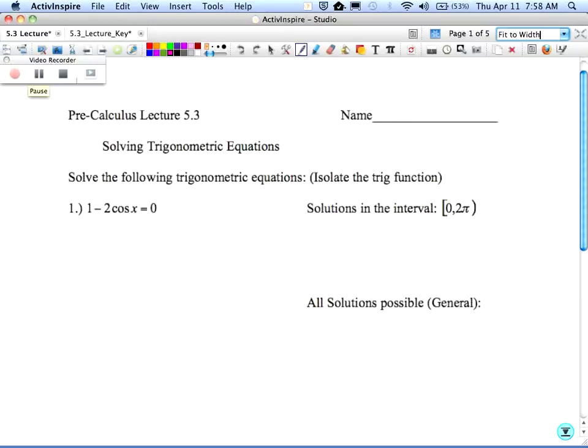So today we're going to do the solving of trigonometric equations. This is where we utilize some of the stuff we've done in the last couple of days, simplifying, verifying, to isolate the trig function. So we want to get that trig function by itself. So we subtract 1 on both sides. Then I would divide by -2.